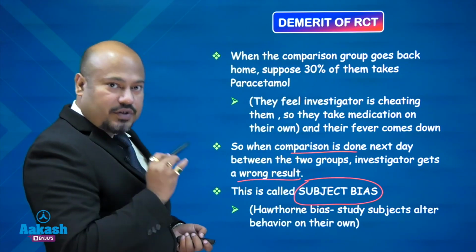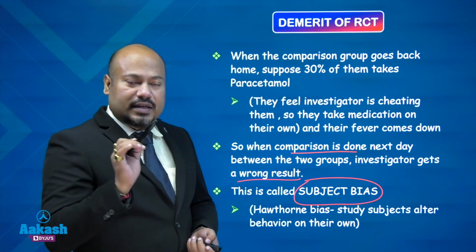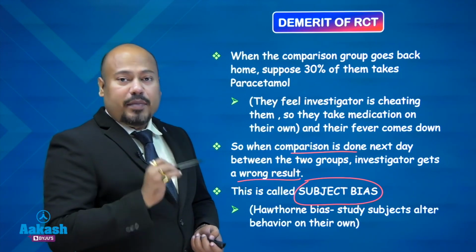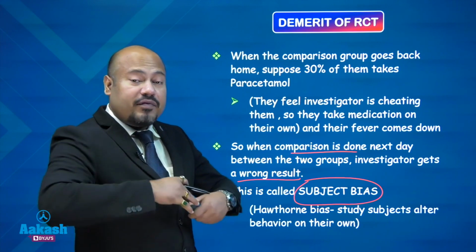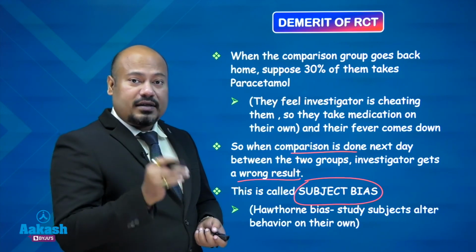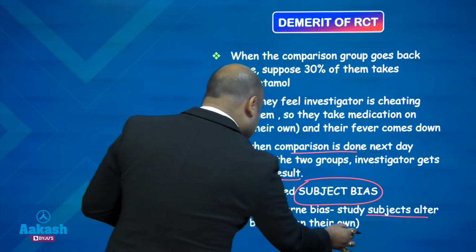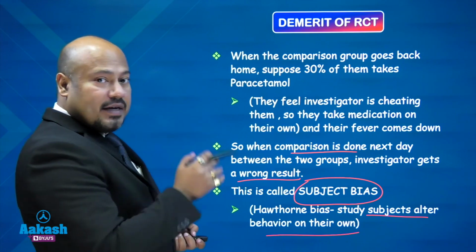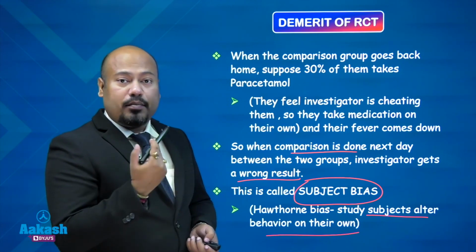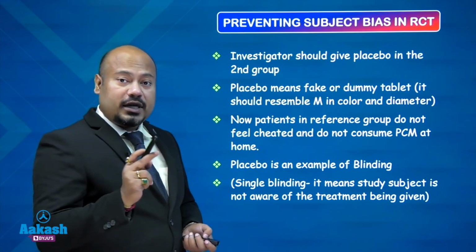So if they ask you this question in your exam, that what is the biggest demerit of RCT? What is the answer? Subject bias. And because subject bias is a type of behavior alteration among the group 2, so we can say subject bias is a type of Hawthorne bias, yes or no? Hawthorne bias, study subjects alter their behavior on their own. They felt investigator was cheating them, so they have taken paracetamol on their own. Got my point?